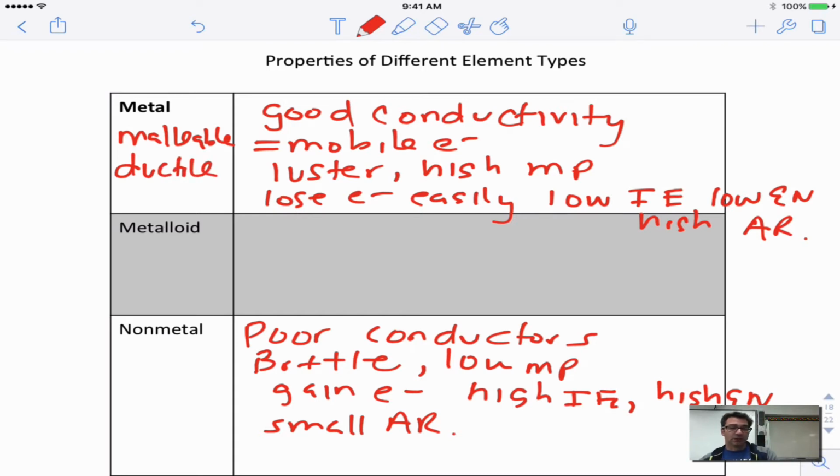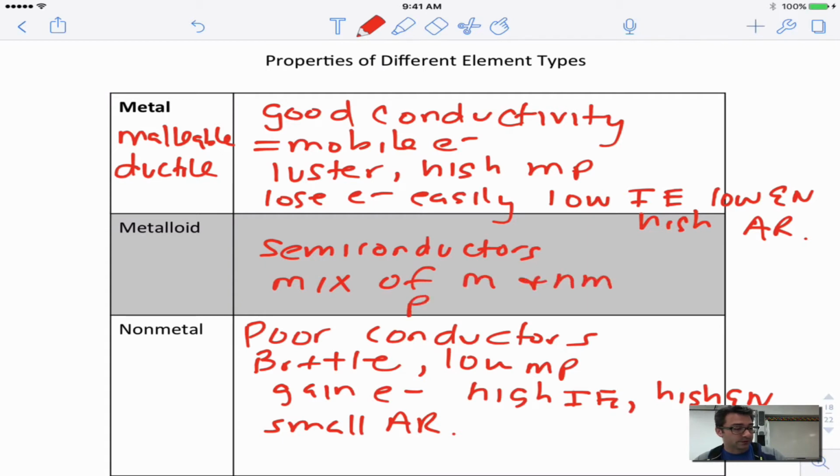Now, why did I leave metalloids out? Well, I left metalloids out because they're a blend of the two. You'll see things that are known as semiconductors, so they conduct electricity, but not as well as a metal. Some of them are lustrous. If you go to periodic videos and watch some of those videos, you'll see, wow, this has luster to it. Whereas some of them tend to be non-malleable. So they have a mix of the two, a mix of metal and nonmetal properties.